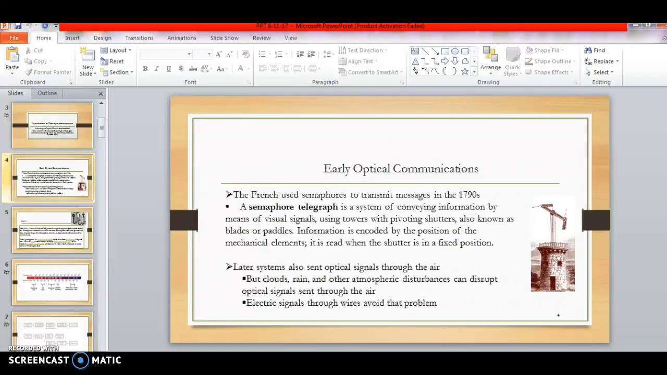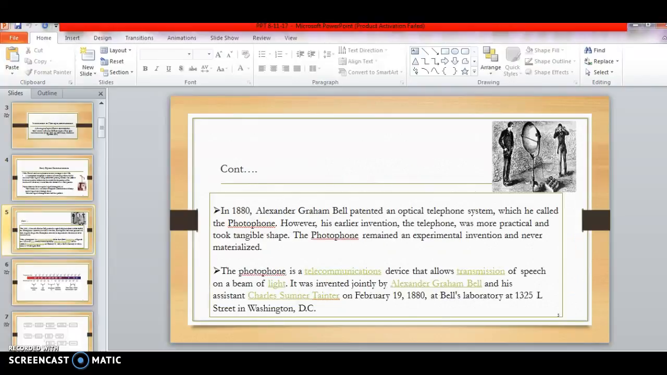So coming to the history of optical communications, from Graham Bell's time, you know that the revolution in communication has taken place, where the audio signals were converted into electrical signals and transmitted on electrical wires and converted back into audio form. And that's the major breakthrough in the field of communication.